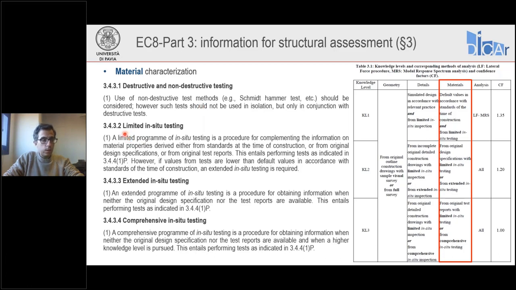There is then the concept of limited in-situ testing. This is a procedure to be used when you have information on the material properties coming from standards at the time of construction or from original documents. Extended in-situ tests are tests that you have to perform when original design specifications regarding the materials are not available. Comprehensive in-situ testing is essentially an experimental campaign like the extended in-situ testing, but again, more extended.